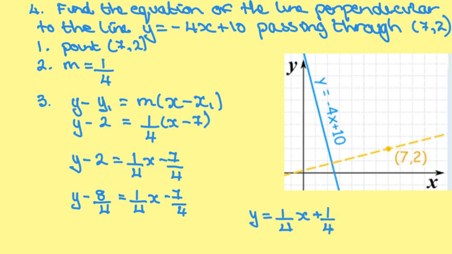So the line perpendicular to the line y equals minus 4x plus 10 passing through 7, 2 is the line y equals a quarter x plus a quarter.